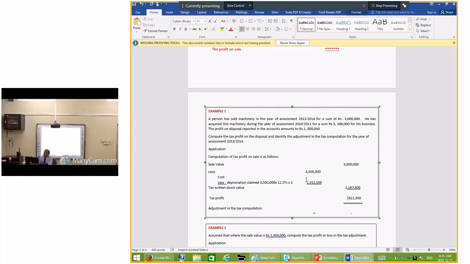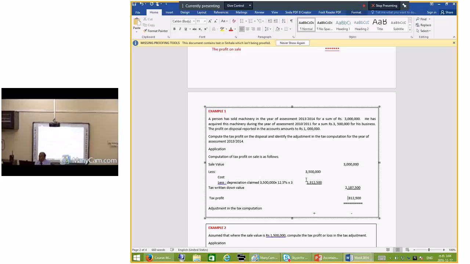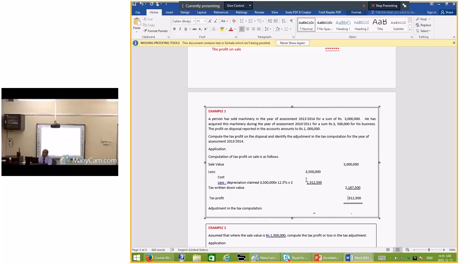After 3 years they disposed of this machinery. That means they have claimed 1/8 of the 3.5 million for 3 years, an amount equal to 1.3 million. Then we arrive at the tax written down value, a term we use in computation. The difference between the tax written down value and the sale proceeds is the tax profit. Then you can adjust this one.